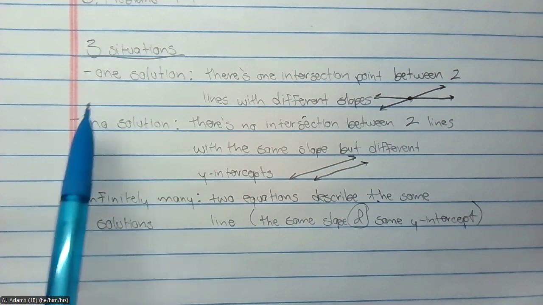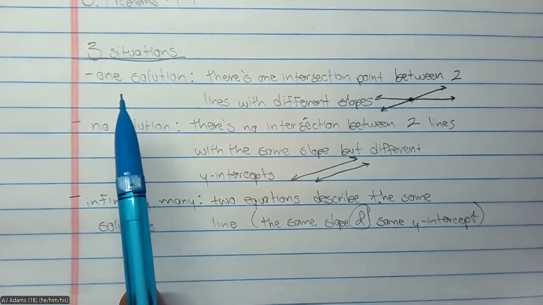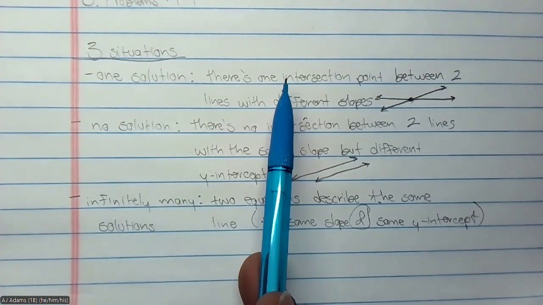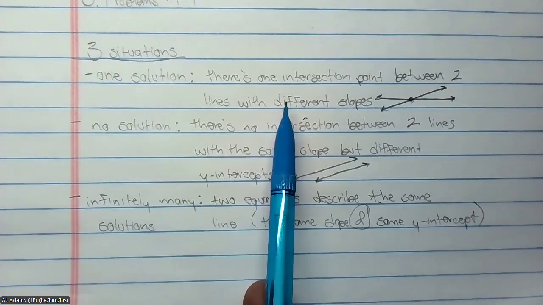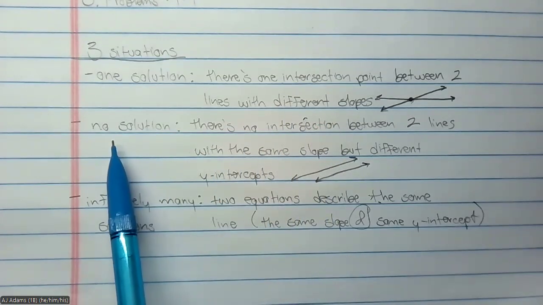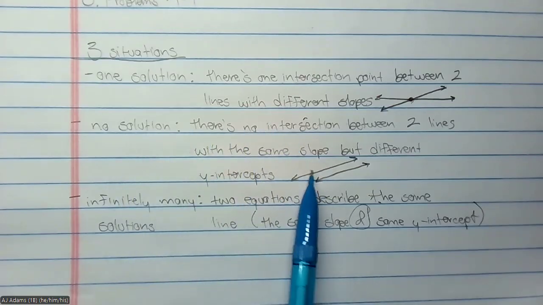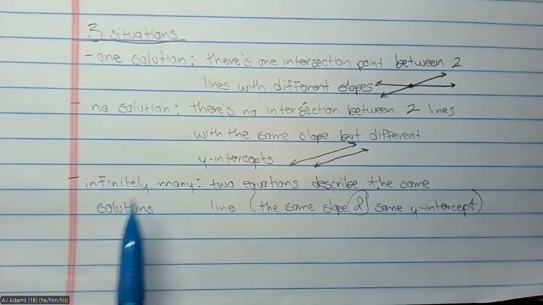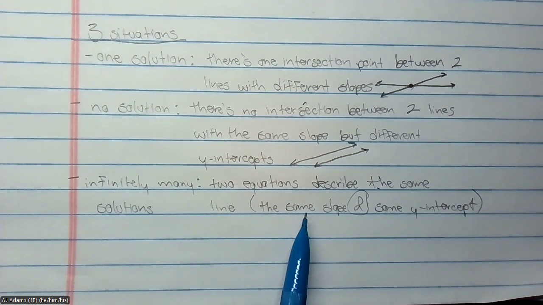The 3 situations which we saw in the first 3 exercises was that there's one possible solution for a system, and that's true when there's one intersection between those 2 lines, and the equations in that case have different slopes. The second possibility is that there's no solution to the system because there's no intersection point between 2 lines that run parallel, like these 2, which have the same slope but different y-intercepts. And then the third situation that we saw is that there can be infinitely many solutions because the 2 equations describe the same exact line, meaning they have the same slope and the same y-intercept.